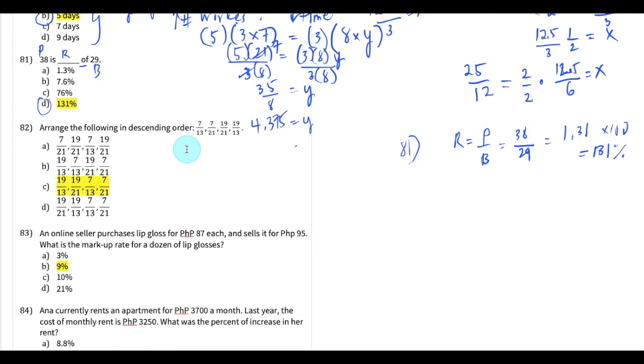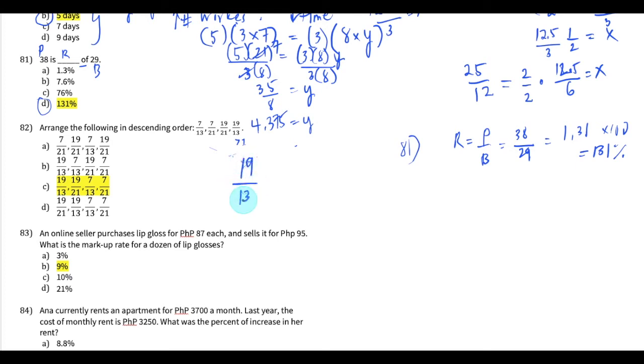Okay, for number 82, arrange the following in descending order. So, magkakaiba yung numerator, denominator natin dito. Okay? Pero, may makita ka magkakapareho. Maraming ways to solve this. Ang gagawin ko for me, kasi yun yung pinakamabilis, would be to approximate this compared to 1. Okay? Ito, greater than 1 siya. 19 over 13. Mas malaki yung denominator. And kung titignan mo lahat, siya lang yung greater than 1. So, sure na akong siya yung mauuna.